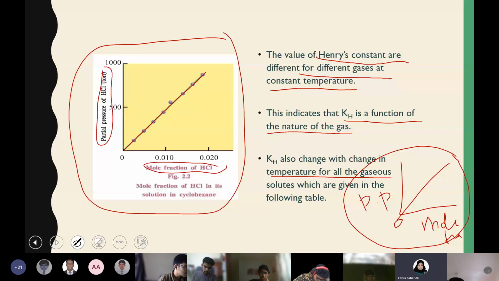Okay, so only this much to be noted. As I said, KH depends on nature of gas as well as the temperature. And you just plot a graph roughly showing a direct relation between partial pressure and mole fraction. This is how you can prove whether Henry's law is satisfied by the system.